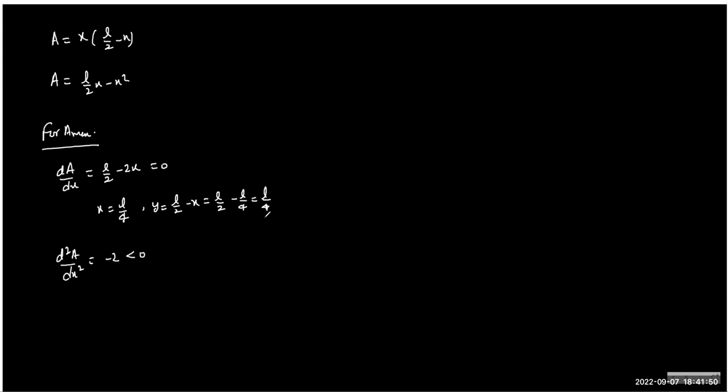So for a constant perimeter, the maximum area of a rectangle is a square. That's also a universal truth, you can remember. For constant perimeter, the maximum area will be a square. It's clear.